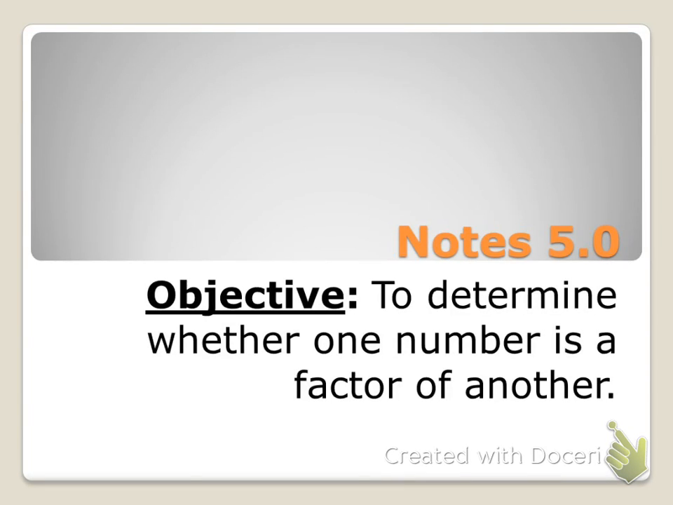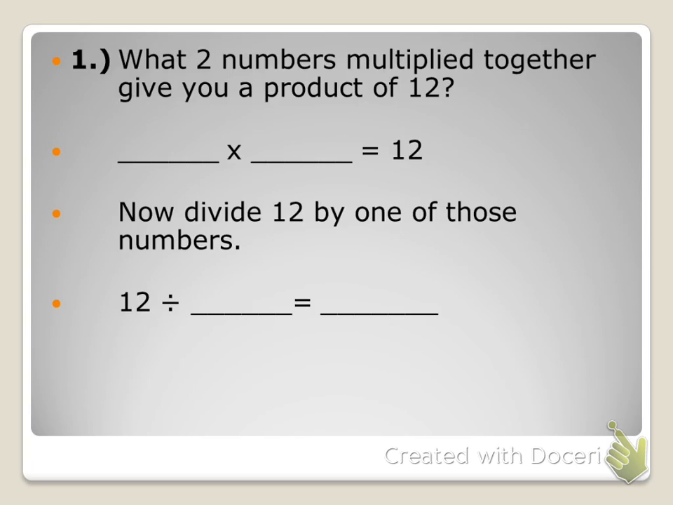Today we are doing an introduction to Chapter 5, so we're calling this 5.0. Our objective is to determine whether one number is a factor of another. These kind of serve as a warm-up, so to speak.